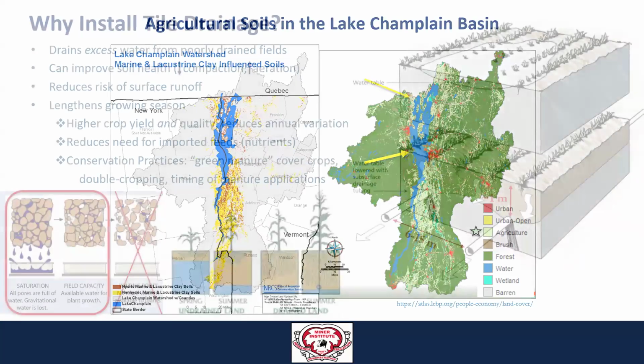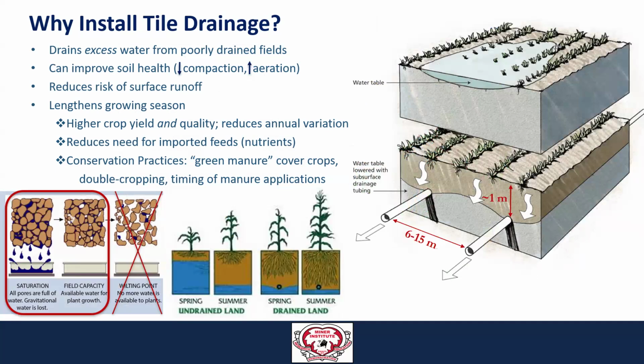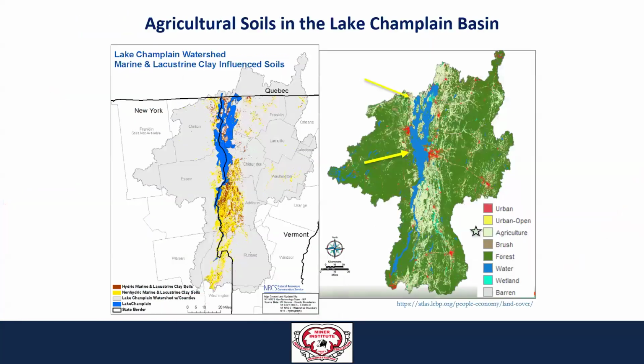So just to go back here real quick, just to make sure we're all on the same page when we're talking about tile drainage. We're looking at about 1 meter down in the soil surface, so about 3 to 4 feet. And then our laterals are spaced anywhere between 6 to 15 meters, or 20 to 50 feet roughly. And so that's just, again, taking that water that might be ponding up in the field and dropping down that water table below the root zone.